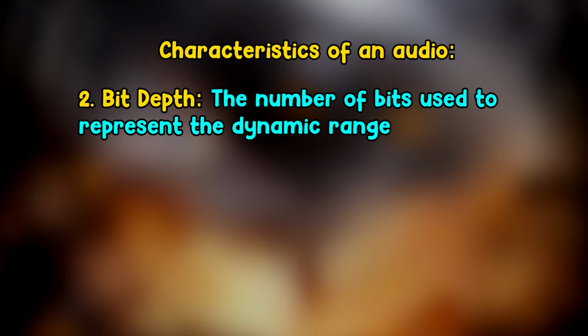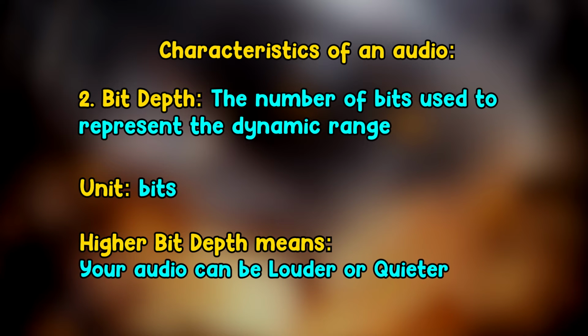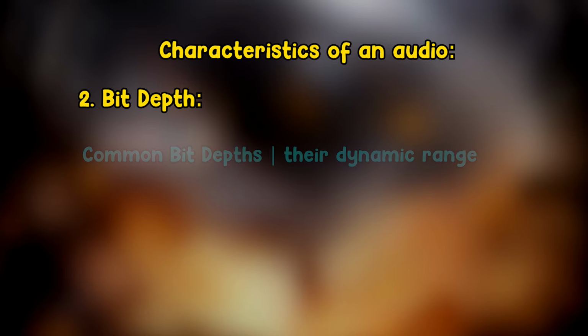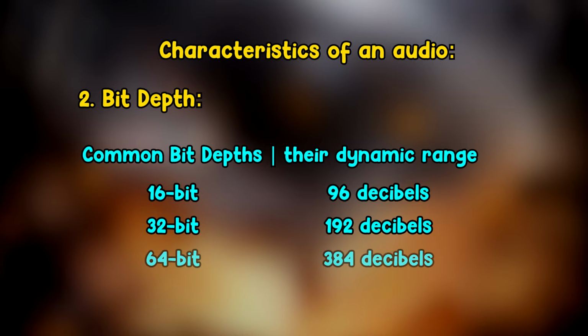Also, I have to say that the unit of bit depth is bits, and you should know that when you create a sound with a higher bit depth, you're creating it with a wider dynamic range and a higher number of bits, which means that your audio can be louder or quieter than when you use a lower bit depth. Some common bit depths are 16-bit, 32-bit, and 64-bit.